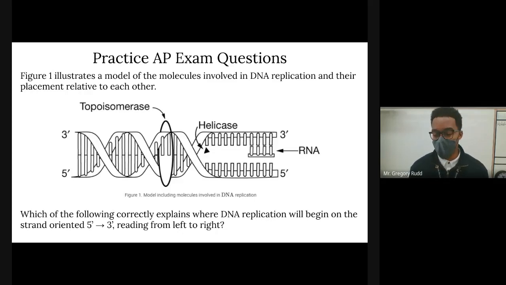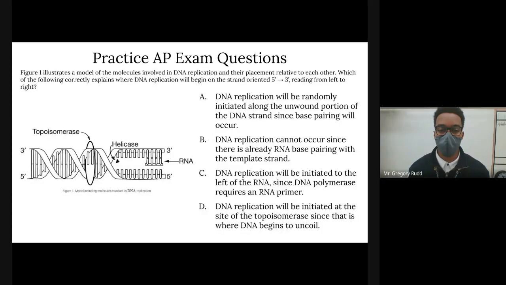Okay, this one we're gonna have to look at the answer choices to know. So A, DNA replication will be randomly initiated along the unwound portion of the DNA strand since base pairing will occur. B, DNA replication cannot occur since there is already RNA base pairing with the template strand. C, DNA replication will be initiated to the left of the RNA since DNA polymerase requires an RNA primer. D, DNA replication will be initiated at the site of the topoisomerase since that is where DNA begins to uncoil.